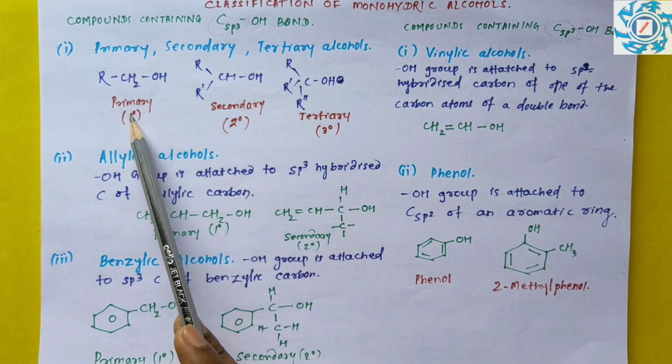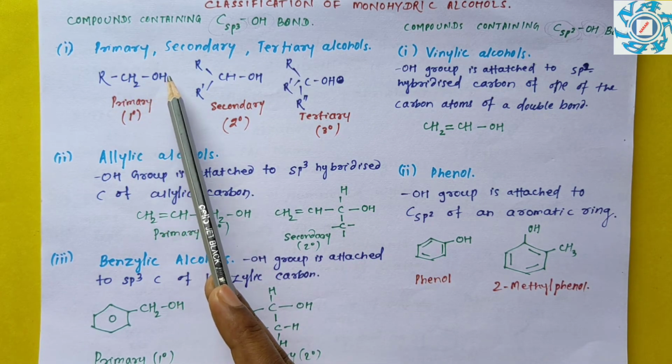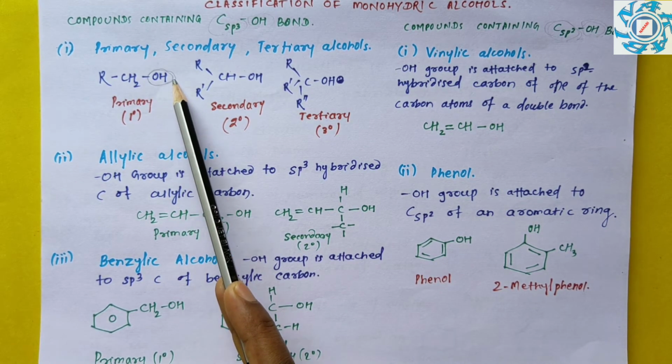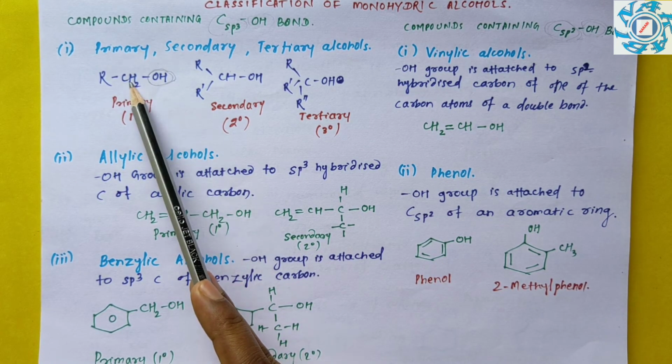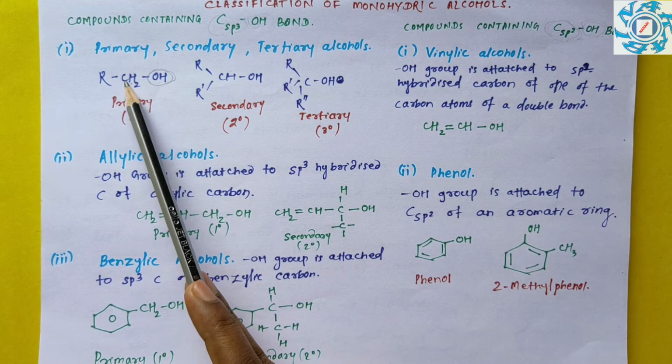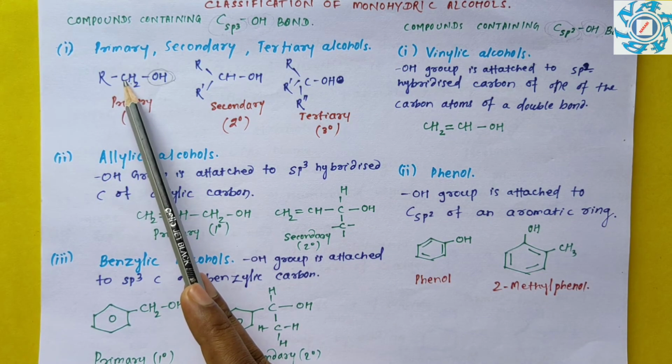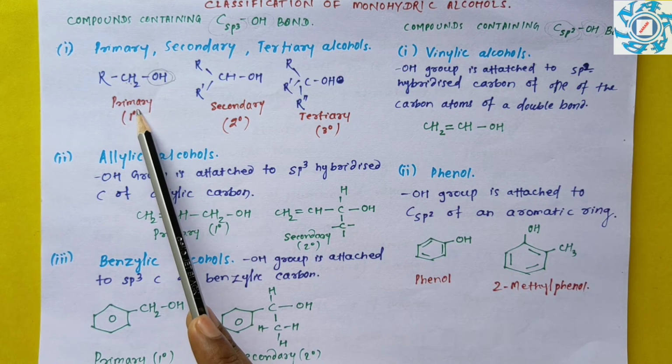So what is primary alcohol? The alcohol in which the OH group or the hydroxyl group is attached to primary carbon atom. So what is primary carbon atom? In 11th we have discussed it. The carbon atom to which only one carbon is attached or no carbon is attached. Simply in case of methanol only hydrogens are attached. So you can see this is a primary alcohol.